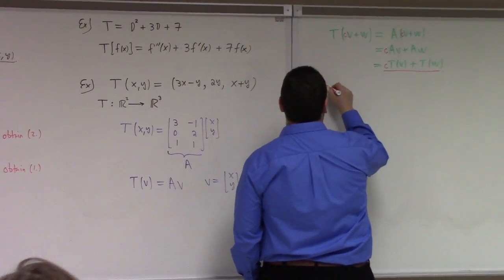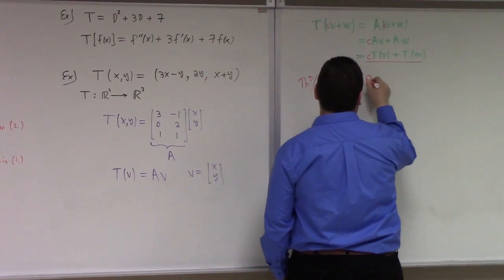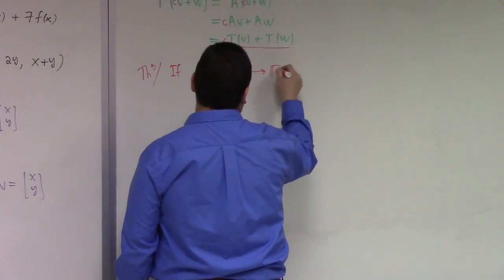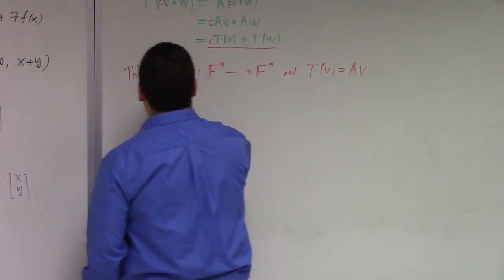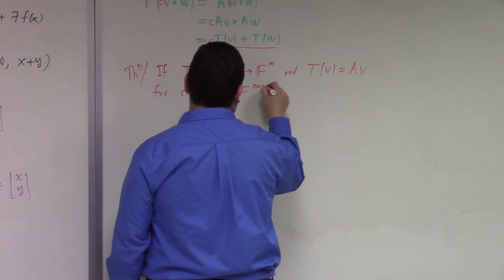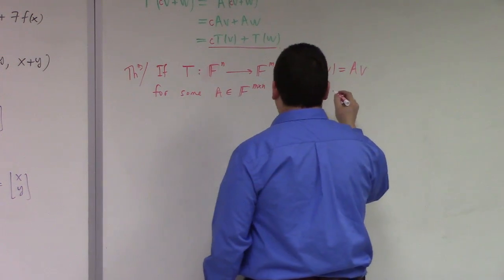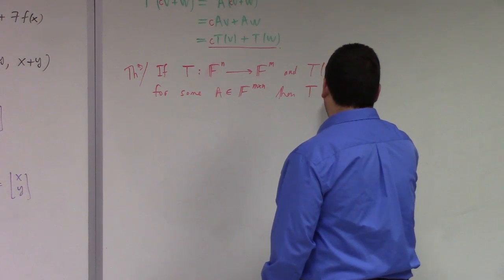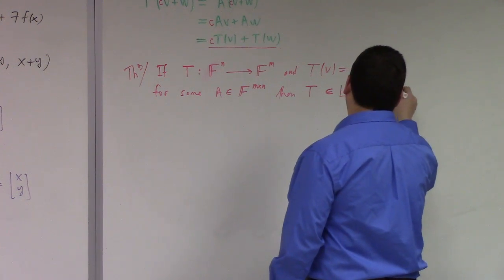Theorem. If T is a mapping from, let's be greedier, from F^n to F^m, and T of V is equal to AV for some A in F^(m by n), then T is a linear transformation. Now, let me say that more lazily. T is an element of L of F^n comma F^m.